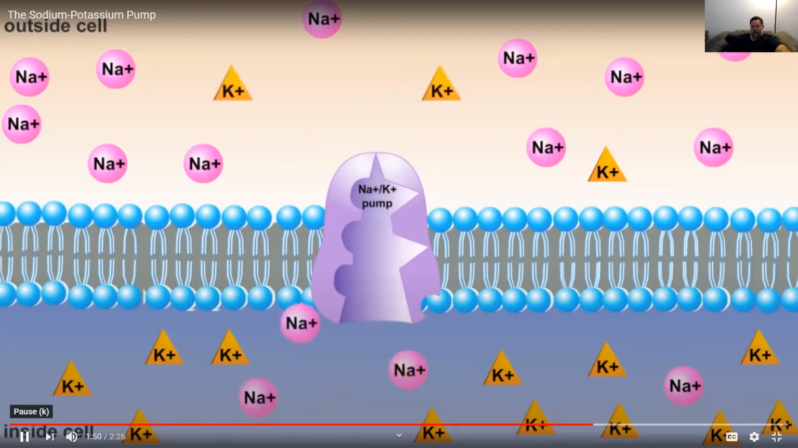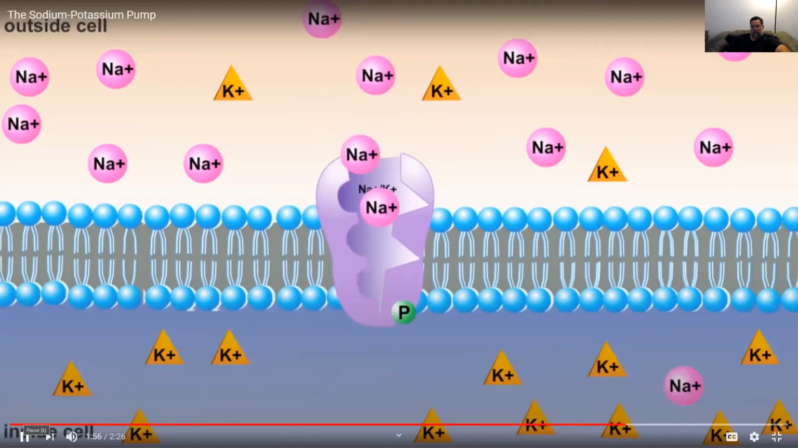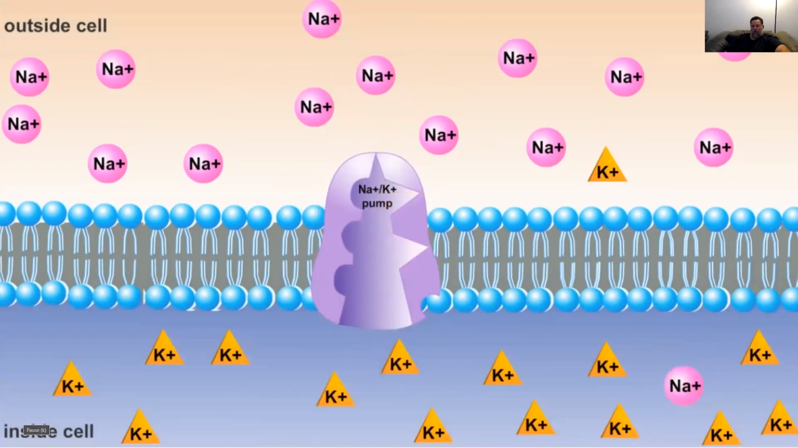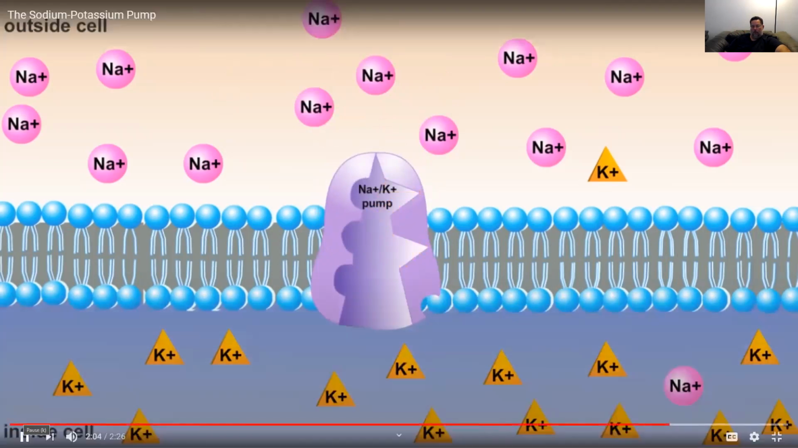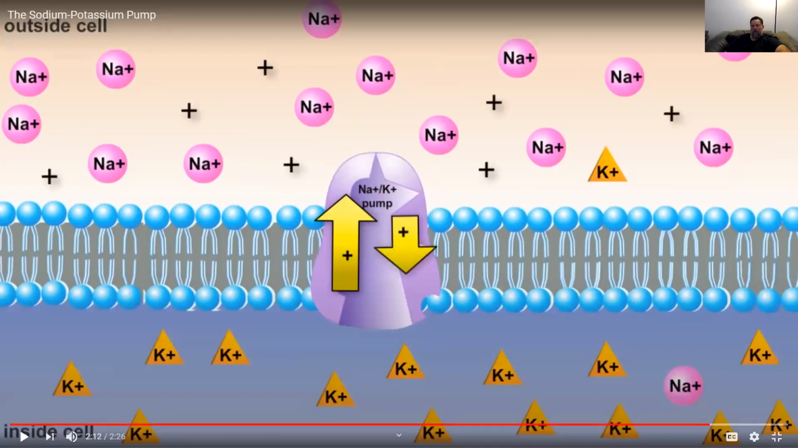Notice that for every 3 sodium ions leaving the cell, 2 potassium ions enter. Since both sodium and potassium ions have a positive charge, this unequal movement causes an electrical gradient to develop across the plasma membrane of the cell. So the outside is more positive than the inside.